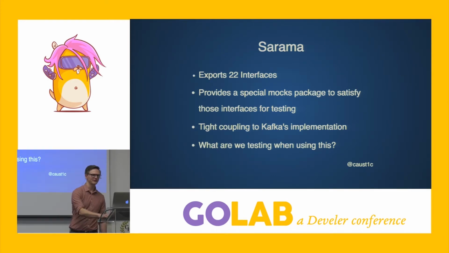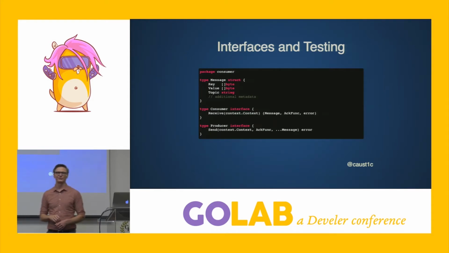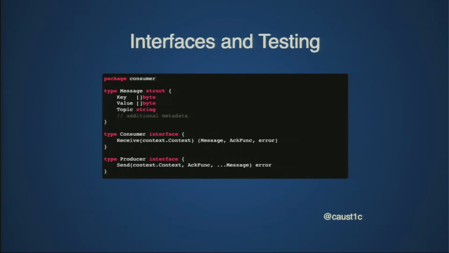So let's take a look at how we handled it when we started using Sarama. So instead of using Sarama directly, what we did at Segment is we defined a new package, which defines a message type that has a key and a value of byte slice and a topic where the topic came from. It has some additional metadata that's not really relevant right now. But then we define two new small interfaces that we can use for ourselves. So these two interfaces are consumer and producer. The consumer interface has one method which accepts a context and returns a message, an ACK func, and an error.